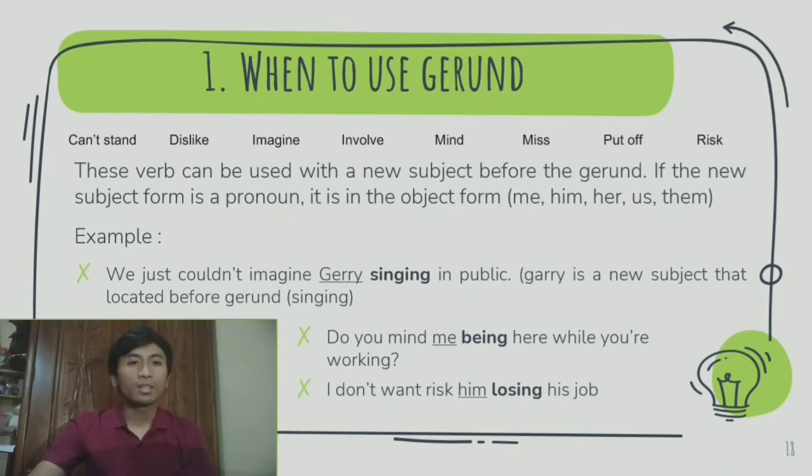Gary is a new subject located before the gerund singing. Example 2: Do you mind me banging her while you are working? Example 3: I don't risk him losing his job.